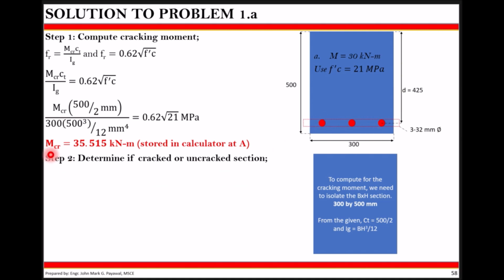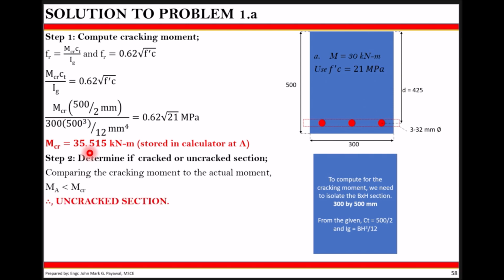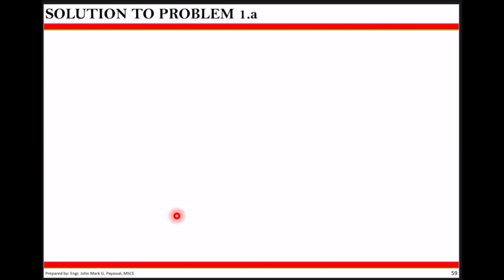How do we do that? Simple. We just have to relate your MCR to your M. Comparing the cracking moment to the actual moment, it turns out that M sub A is less than MCR. Bakit? 30 is less than 35.515. Pag ganon, ibig sabihin, this one would be an uncracked section. Why is this important? This is important for step number 3. Step number 3 is looking for your neutral axis.